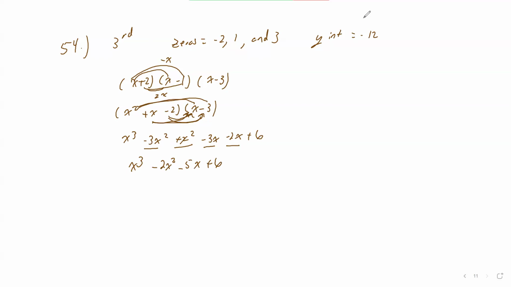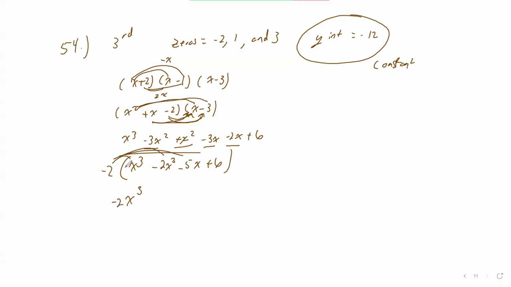Here's where it gets interesting. Your y-intercept of -12, that is your constant. So my constant has to be a -12. So all you got to do is determine, how do I turn 6 into a -12? And that's if I multiplied by a -2. Issue with that is you just have to do it to everything. -2 times x cubed is -2x cubed. -2 times -2 is positive 4x squared. -2 times -5 is positive 10x. And then -2 times 6 is the -12 that I was after. So that's that little extra from that part right there.